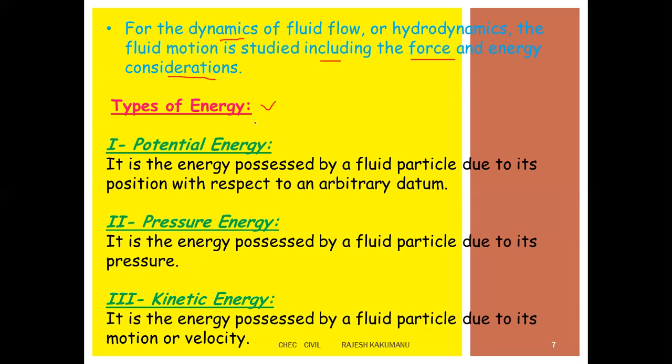What are the types of energy here? We have three types of energy whenever we are considering fluids or gases. So what are the three types of energies here? Potential energy, pressure energy, and kinetic energy. We have already discussed these earlier, but we will discuss them briefly, because we are studying flow rate meters.